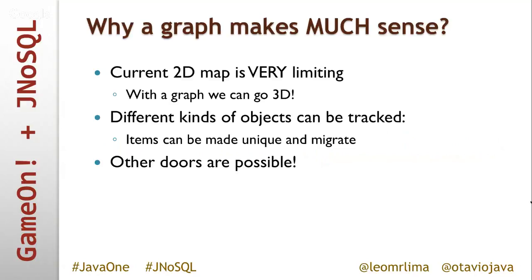They want to have objects that can be tracked. They want to have more than just 4 doors, right? If you can have more than just north, south, east, and west, you can have up, down. You can have north by northwest or south by southwest. It doesn't matter. With a graph, you can have an infinite number of pointers between these objects.